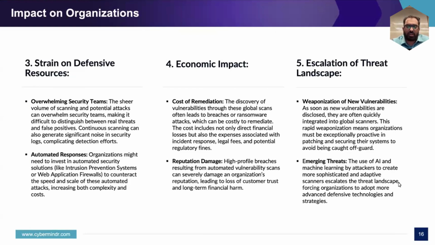And the cost of remediation, whenever anybody is hit with this kind of an attack, goes very high, because these people will demand payment in bitcoins. Bitcoin value has skyrocketed, and again there is a lot of reputational damage and all those things.